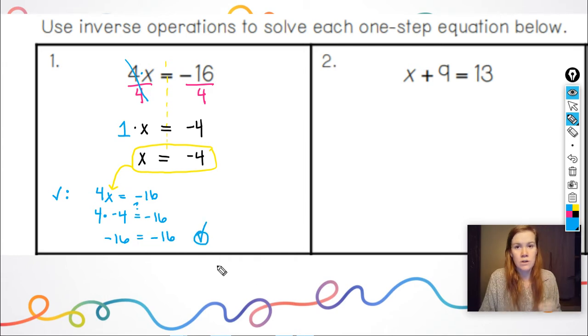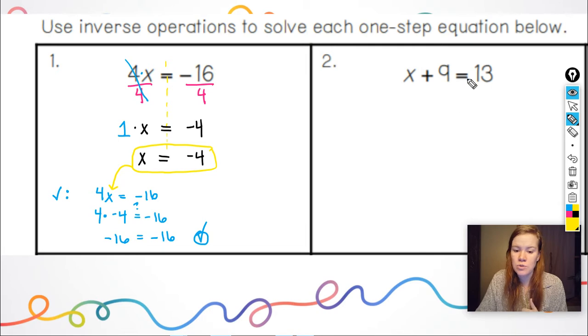So we know we've done our work correctly when we plug in our answer for x, we get a perfectly balanced equation. If you solve it wrong, you'll get something that doesn't make any sense. So let's keep going. Let's try again.